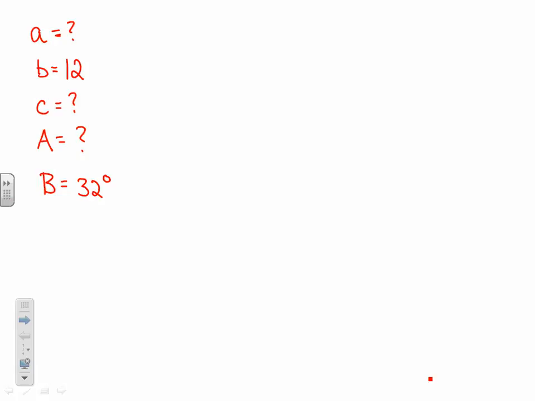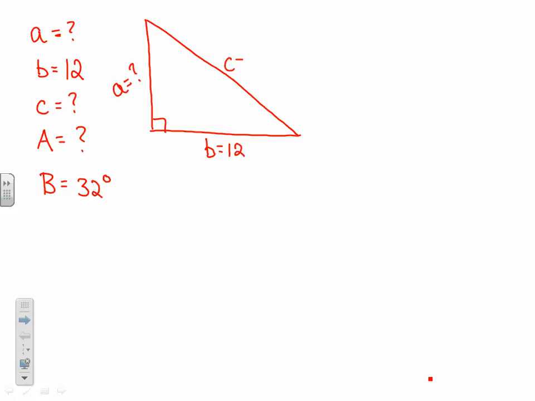So the first thing that I want to do is draw my triangle, all right? If I don't have my triangle correct, then I'm probably not going to do any of my calculations correctly. So I'm going to start with my reference triangle, and I'm going to start filling in some values if I know them. So side A is unknown. Side B is going to be 12. All right, side C, which is our hypotenuse, that's also an unknown.